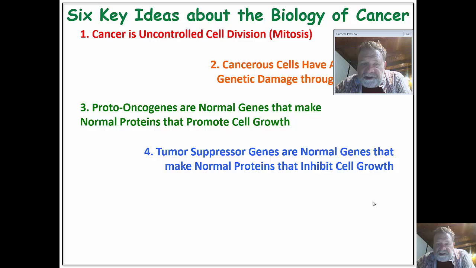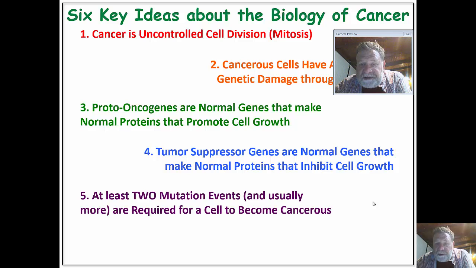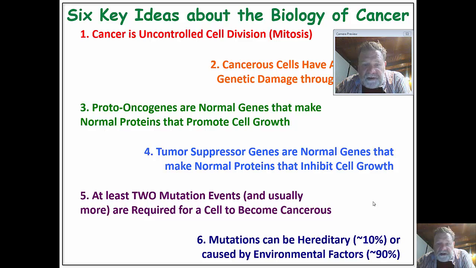Tumor suppressor genes are normal genes that make normal proteins that inhibit growth. At least 2 mutation events, and usually more, are required for a cell to become cancerous. So typically whenever we've looked at a cancer cell before, if it is truly cancerous, there's a number of different things that are wrong with that cell.